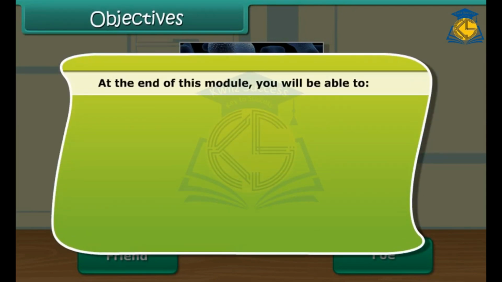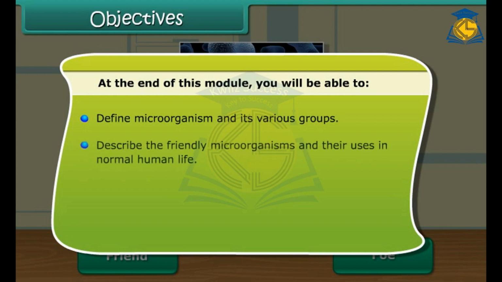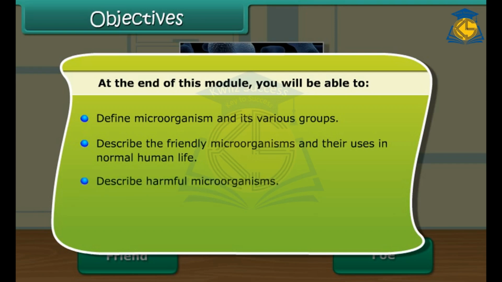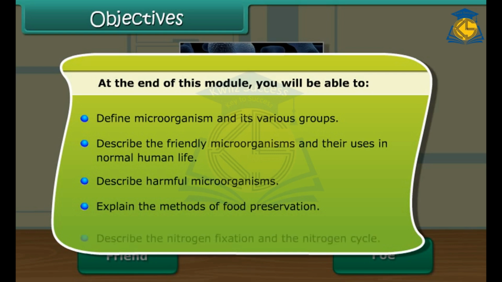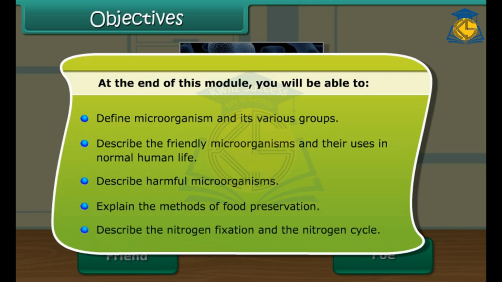Friends, at the end of this module, you'll be able to define microorganism and its various groups. You will also be able to describe the friendly microorganisms and their uses in normal human life. Besides, you'll be able to describe harmful microorganisms and explain the methods of food preservation. In addition, you will also be able to describe the nitrogen fixation and the nitrogen cycle.